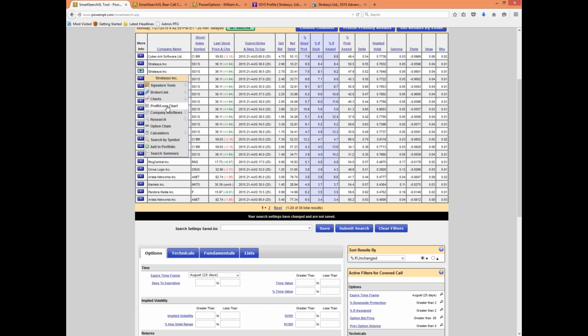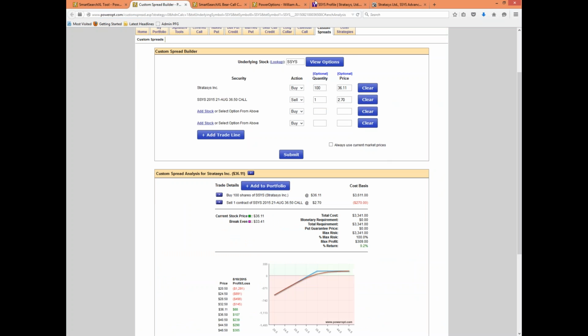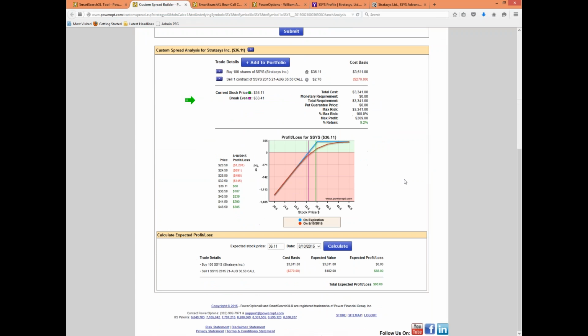Now what I want to do, I want to run some what-if scenarios. At this point, I'll link to the profit and loss chart on PowerOptions. We have our position and our information linked over from the search, so we know already that we're looking at buying maybe just 100 shares of SSYS at 36.11, and we're potentially thinking about selling the August 36.5 call for 270. Now we see our profit and loss chart down below. This is just an out of the money covered call, slightly out of the money covered call position.